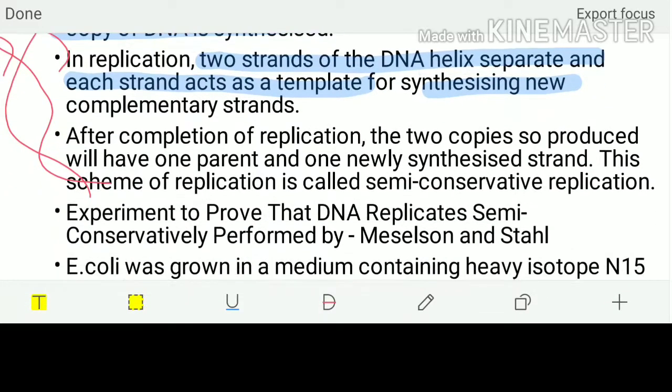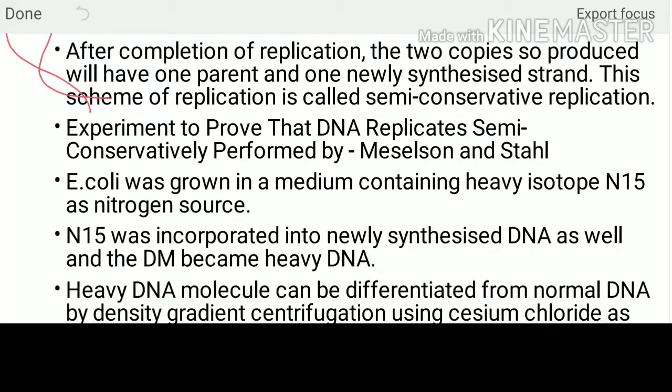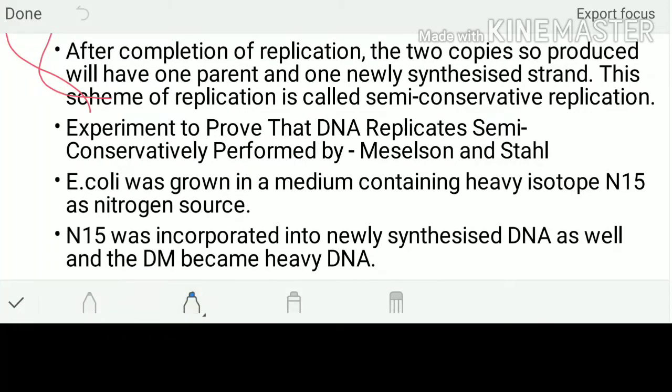After the completion of the replication, two copies are produced, both having one parental and one newly synthesized strand. So this is the scheme of replication, also called the semi-conservative mode of replication, because one of the strands is parental, which is the conserved one, and the other one is newly synthesized, which was just formed.